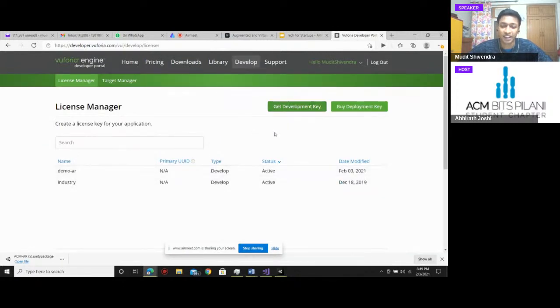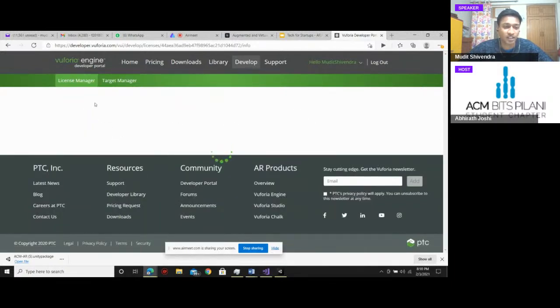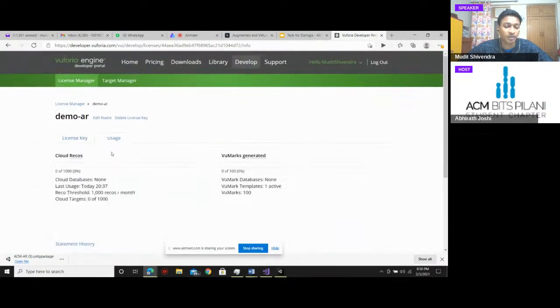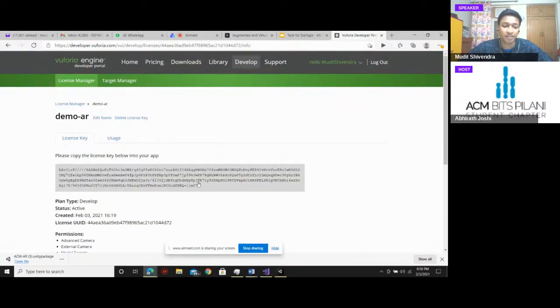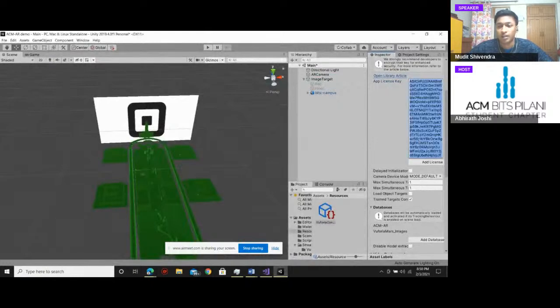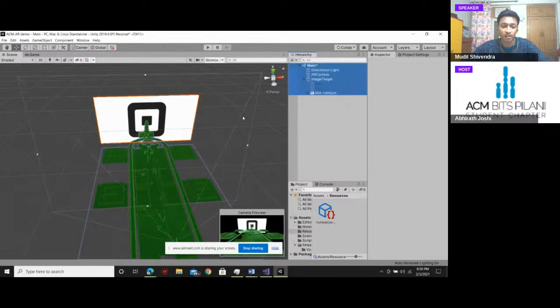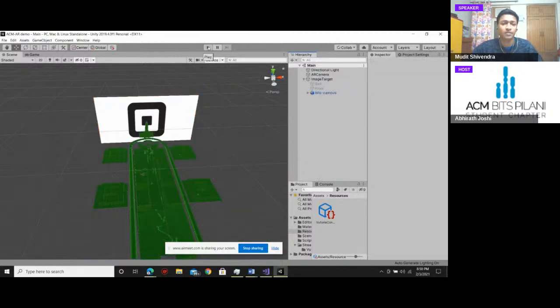Create, get development key. It's a one-click process, and you will get something like this. You have a few restrictions on the usage, but that wouldn't actually affect your prototypes. It's more than sufficient. So just copy this license key and paste it into this box. Click on add license, and that's it. So all of the AR project has been set up now. Now what we need to do is just test it out, and for that I'll click on play.